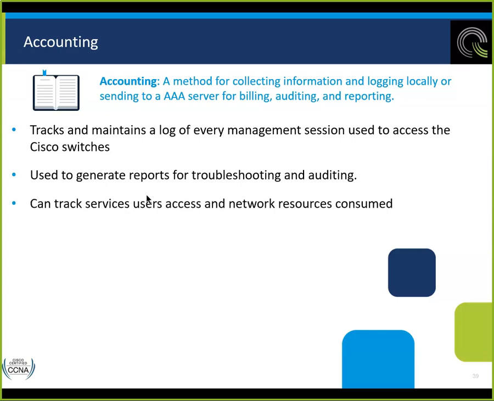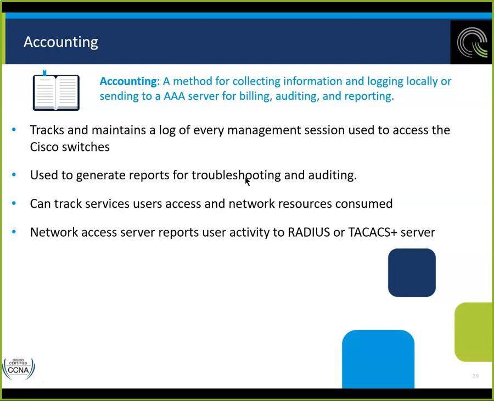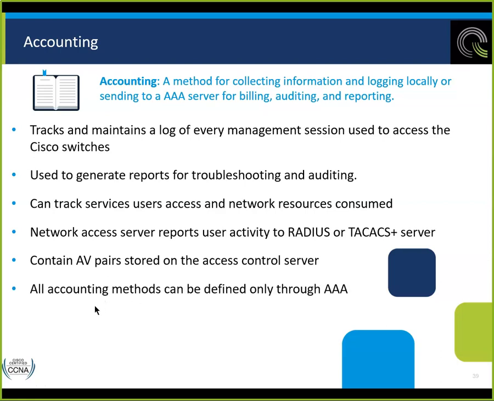Generates reports for troubleshooting and auditing. Track services, users access, and the network resources that are consumed. The network access server reports user activity to Radius or TACACS, and again, it will not store it locally. For the local username and password, there is no accounting. Contains the AV pairs stored on the access control server, and all accounting methods can be defined only through AAA. AAA is Radius and TACACS. Authentication, authorization, and accounting servers.